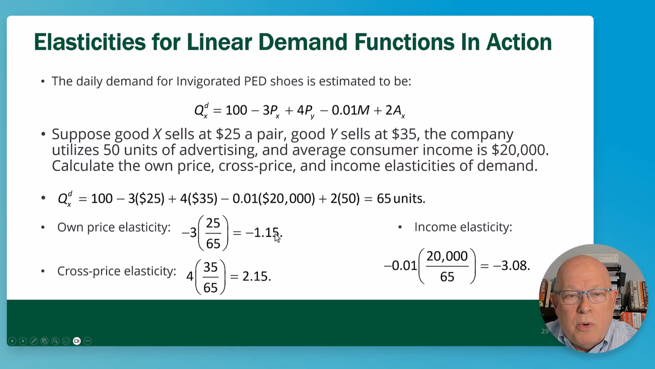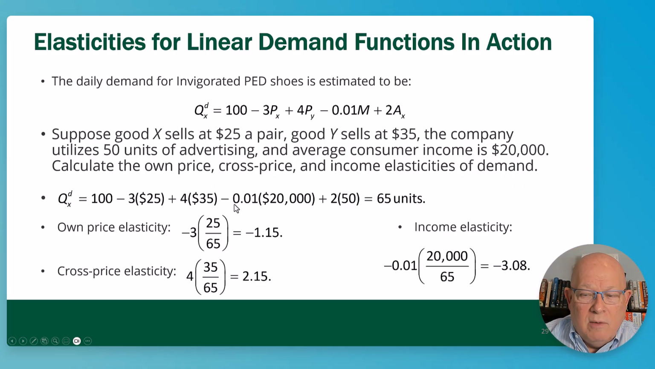So we've got our own price elasticity of minus 1.5. We have a cross price elasticity of plus 2.5. And we have an income elasticity of minus 3.08. So all of these, the absolute value is greater than 1. So it's a pretty strong relationship.